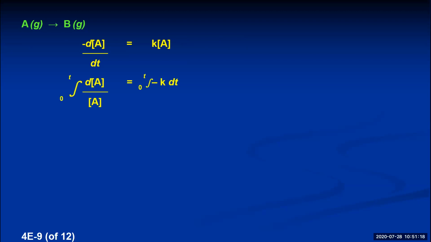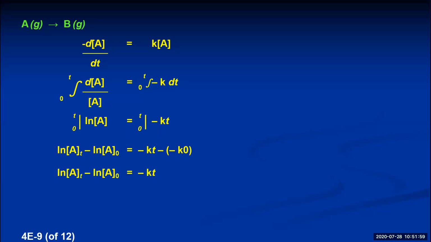So now on the left side, we're integrating 1 over A dA. So think about, what do you get when you integrate 1 over x dx? You get natural log of x. So the integral on the left side of the equation is going to be natural log of A. On the other side, when I take the integral of negative k dt, I'm just going to get, once again, negative kt. So integrating a first order rate law, I get natural log of A equals negative kt, and evaluating it from 0 to t is going to be the natural log of A's concentration at time t minus the natural log of A's initial concentration equals negative kt minus negative k times 0, which just disappears.